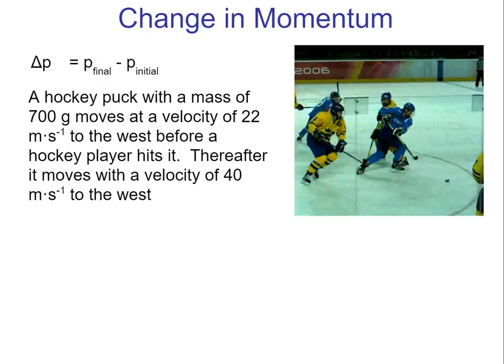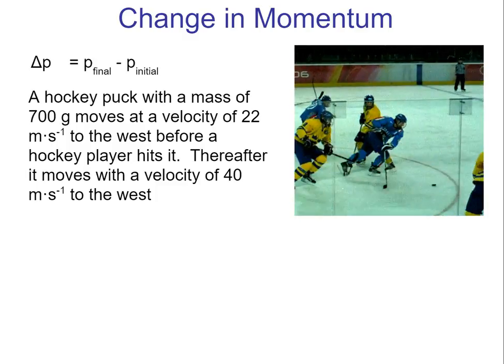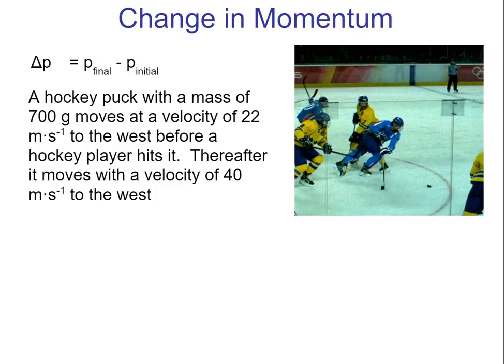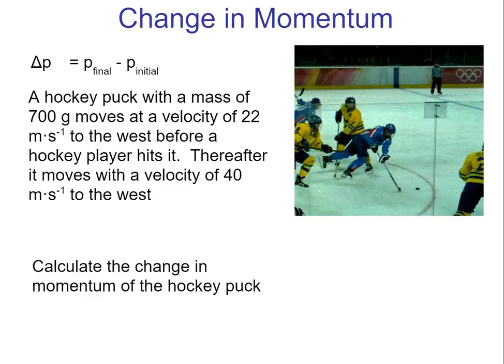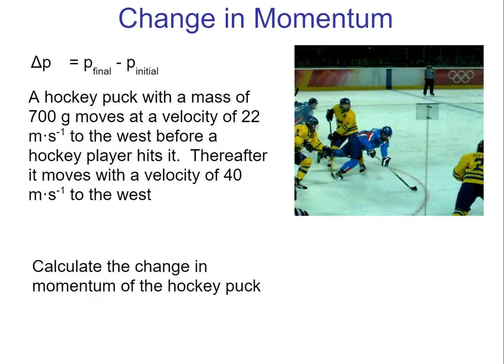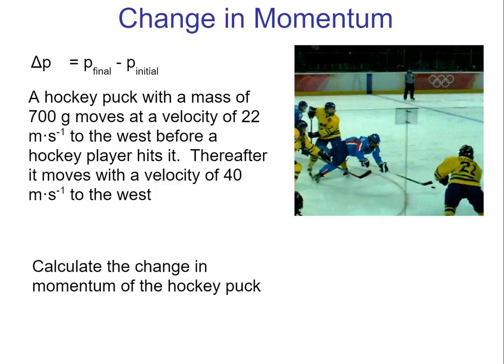A hockey puck with a mass of 700 grams moves at a velocity of 22 meters per second to the west before a hockey player hits it. Thereafter, it moves with a velocity of 40 meters per second to the west, and you have to calculate the change in momentum. Always when we do momentum sums, we start with our direction first.